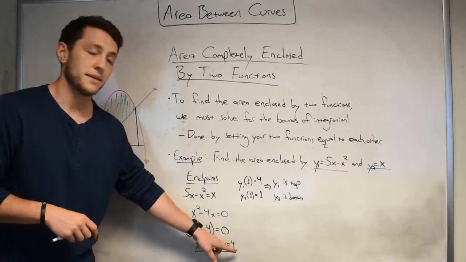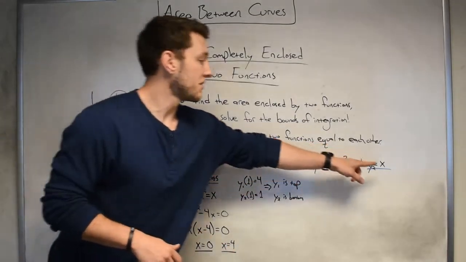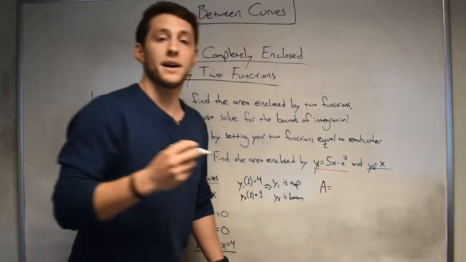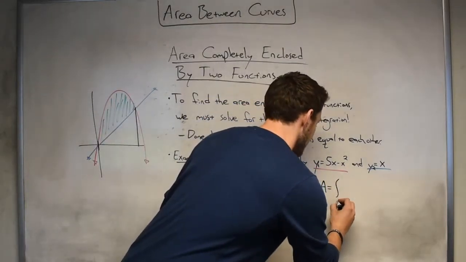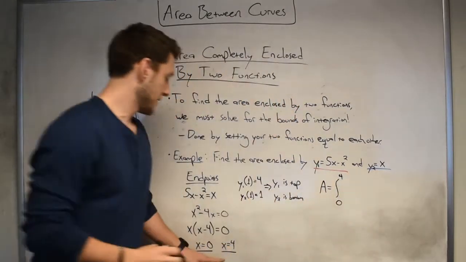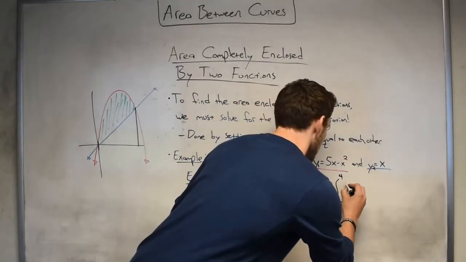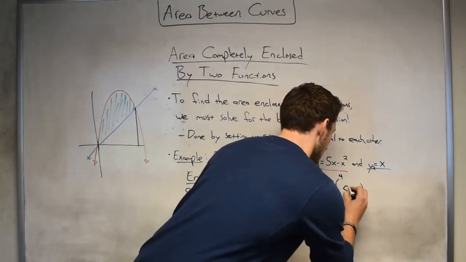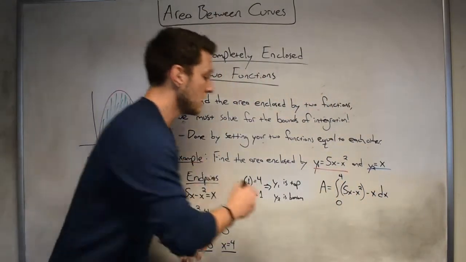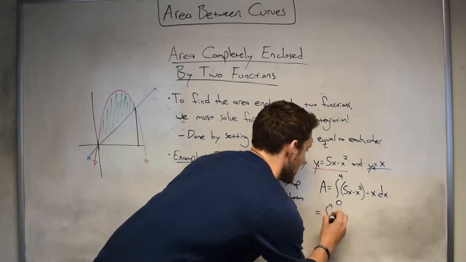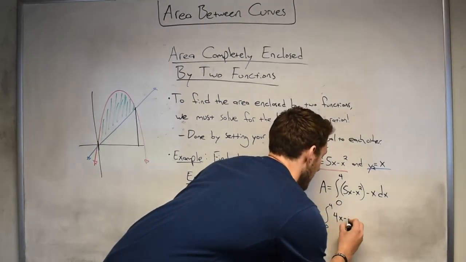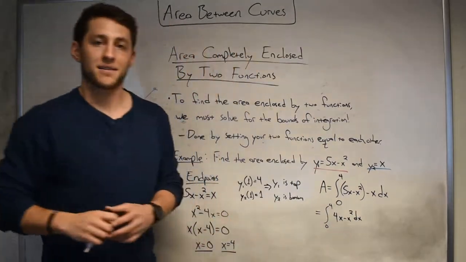Now that we have our left and right endpoint, as well as which function is top and which is bottom, we can go ahead and find the area. The area is still the integral from the left endpoint 0, up to the right endpoint 4, taken from our endpoints, of our top function, 5x minus x squared, minus our bottom function, x. Once we simplify the inside, and it always pays to simplify the inside, it will just be the integral from 0 to 4 of 4x minus x squared with respect to x.